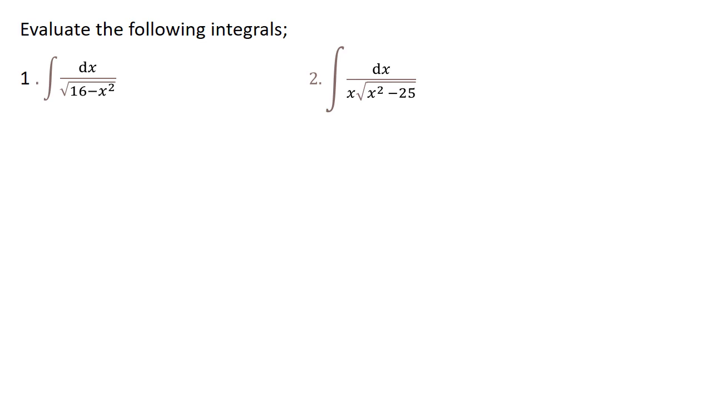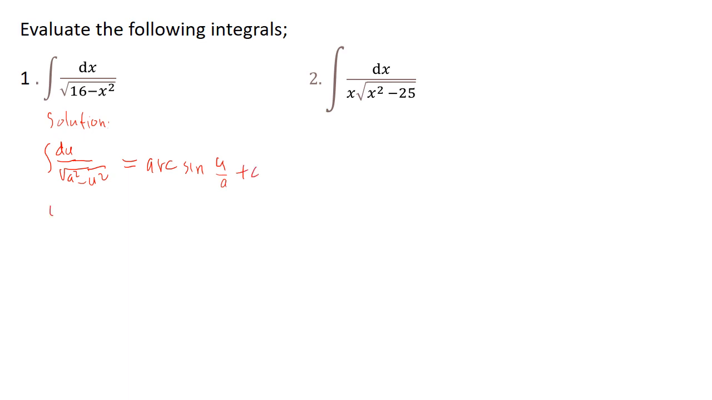Evaluate the following integrals. Number 1: integral of dx over square root of 16 minus x squared. So your solution: this one is in the form of integral of du over square root of a squared minus u squared, equivalent to arc sine u over a plus c.